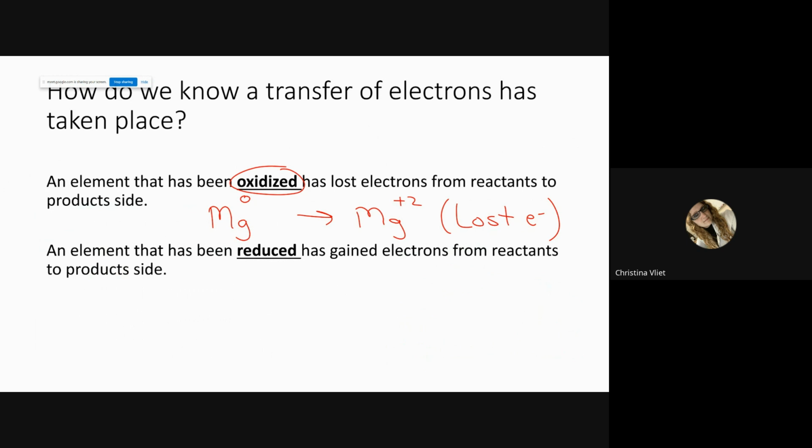An element that has been reduced by definition has gained electrons from reactants to products. So using my example from before, where oxygen went to oxygen with a -2 charge, we know that oxygen will gain electrons in this process, and therefore we classify oxygen as being reduced.